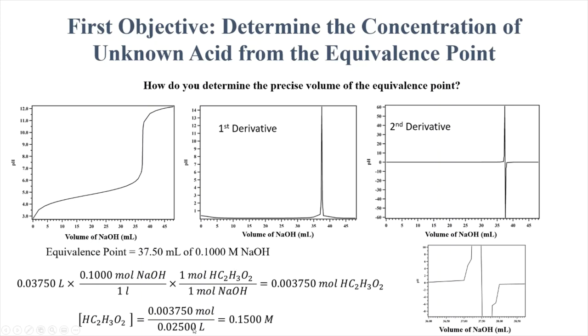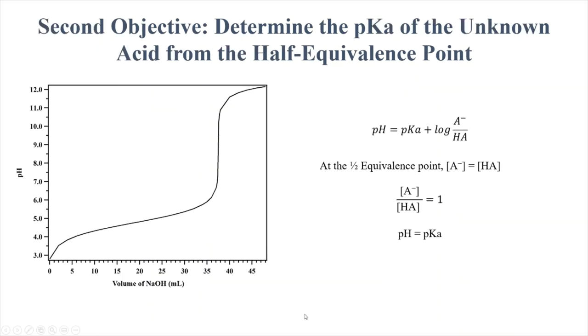Okay, so that shows you how to calculate the concentration from the equivalence point. Now, the other thing that we have to do is determine the pKa of the unknown acid from the half equivalence point. So now, hopefully you guys remember back to buffers, that the half equivalence point is really important in a buffer. And the reason for this is because if we look at Henderson-Hasselbalch, something magical happens at the half equivalence point. Let's say that we start with a 1 molar HA. So what is the half equivalence point?